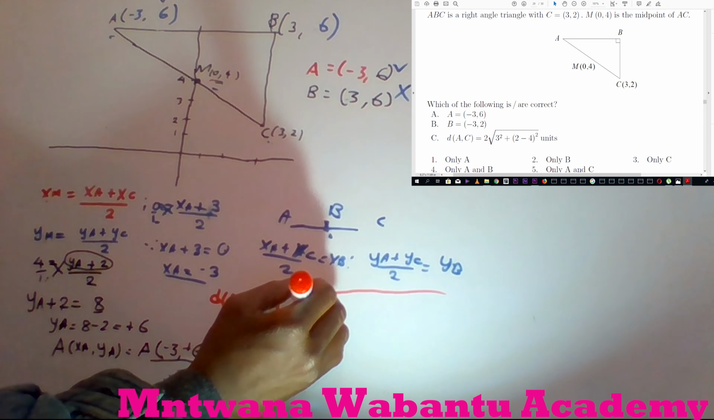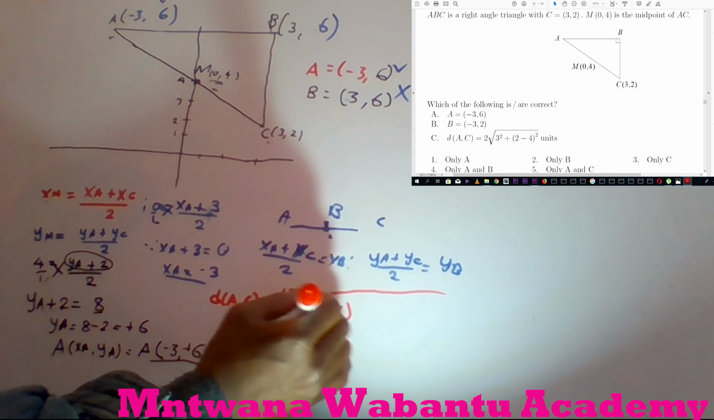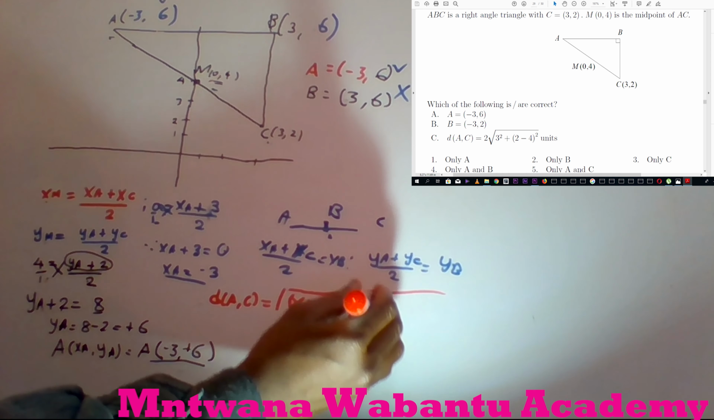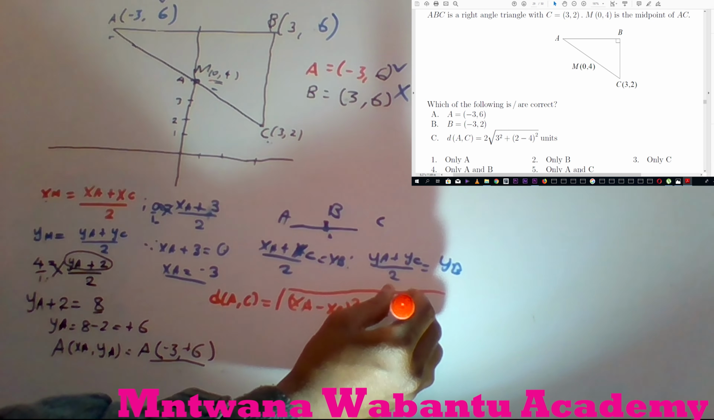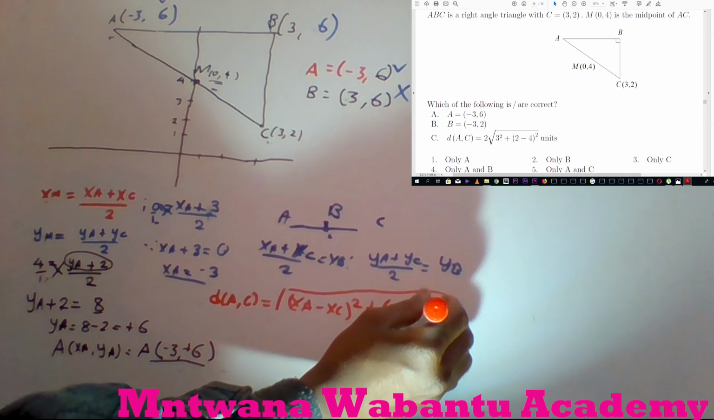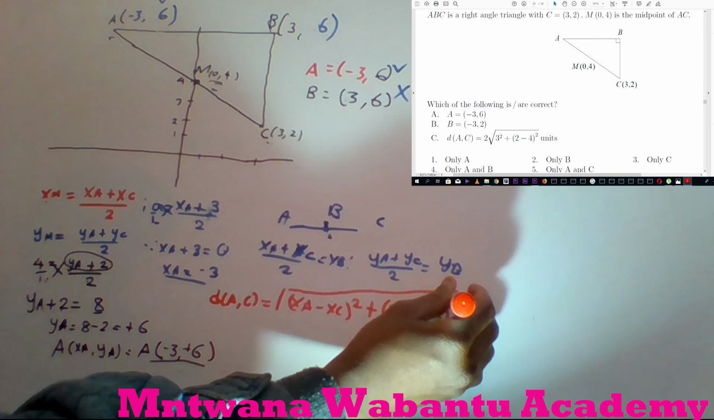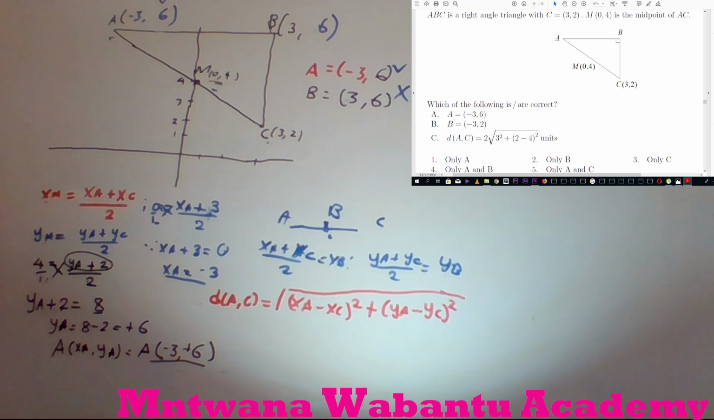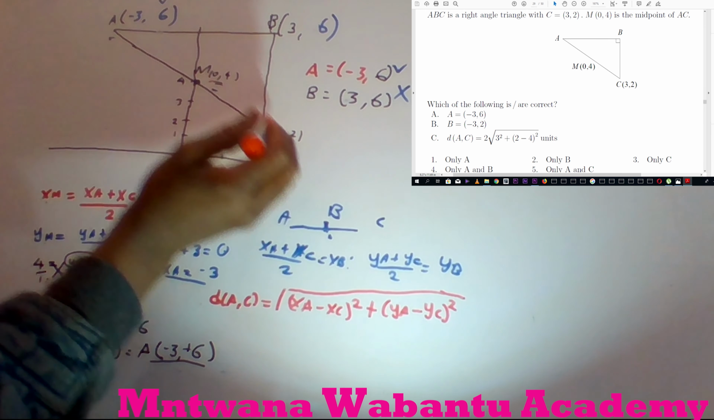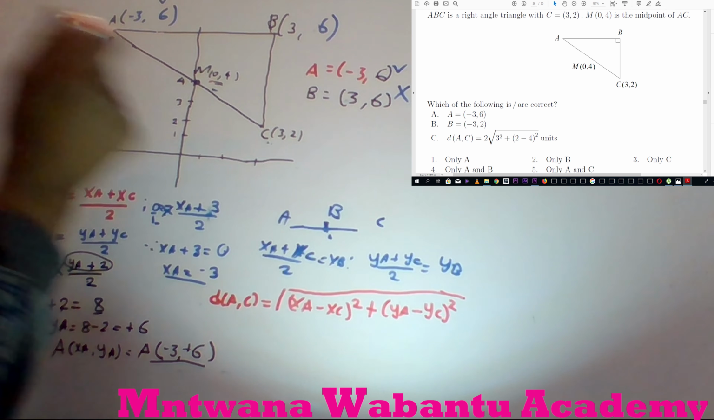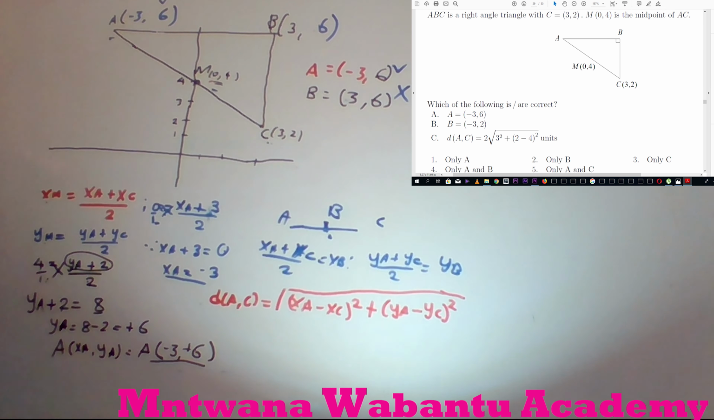So we're going to say x at A minus x at C bracket square plus y at A minus y at C bracket square. Sometimes they use only y1 minus y2, but I prefer to allocate the exact coordinates. That's why I say x at A minus x at C bracket square plus y at A minus y at C bracket square. Now let's plug it in.